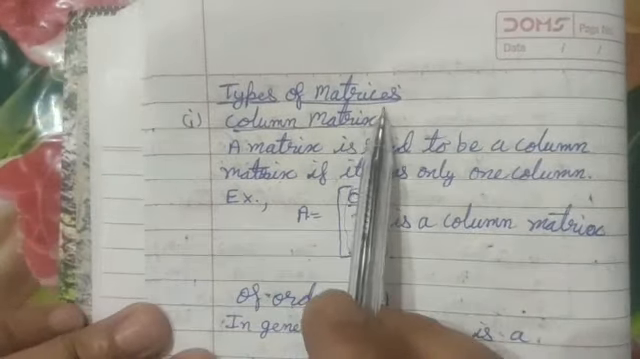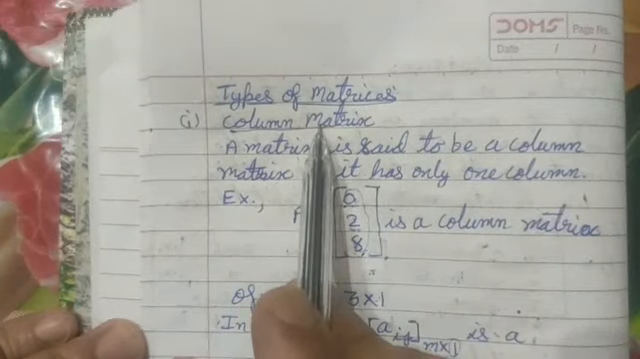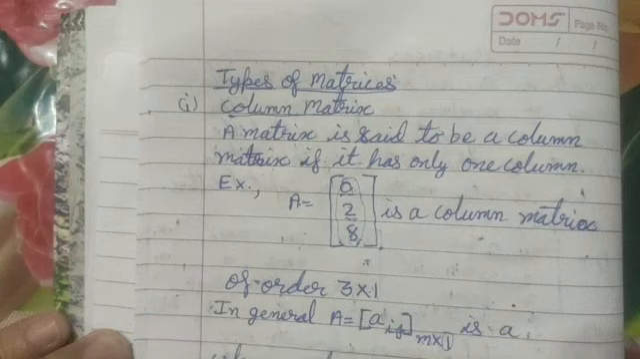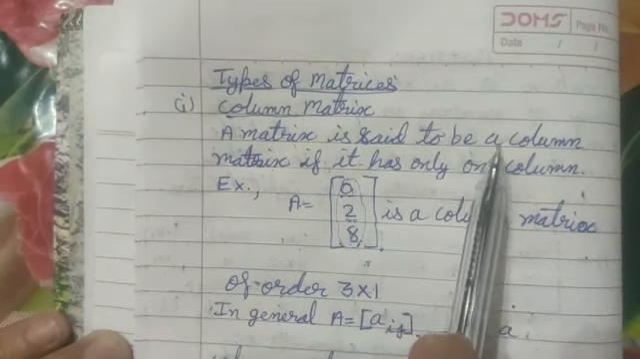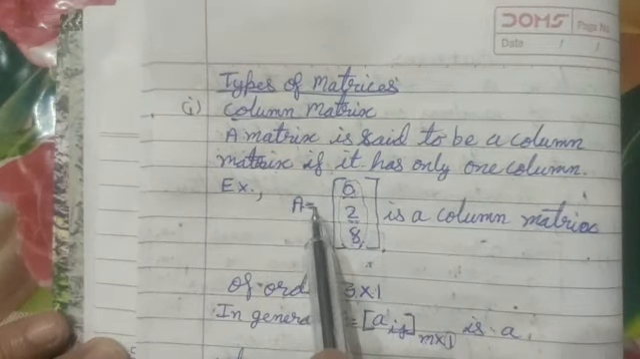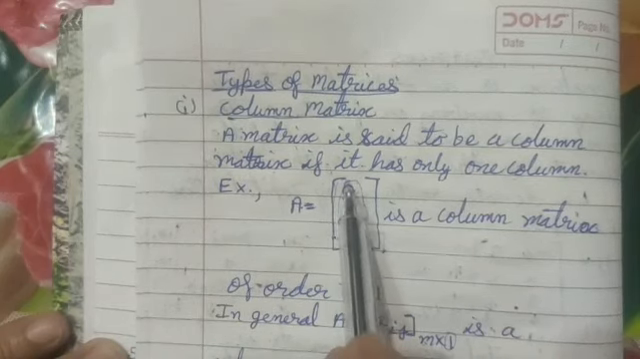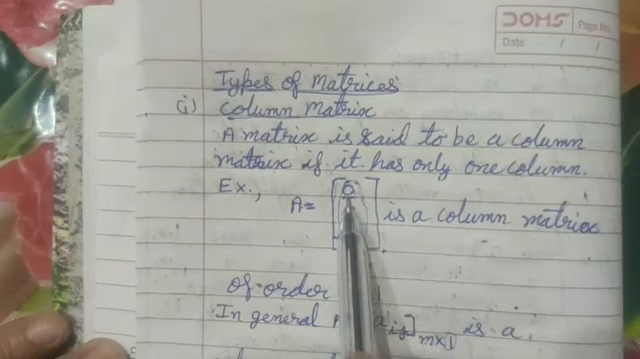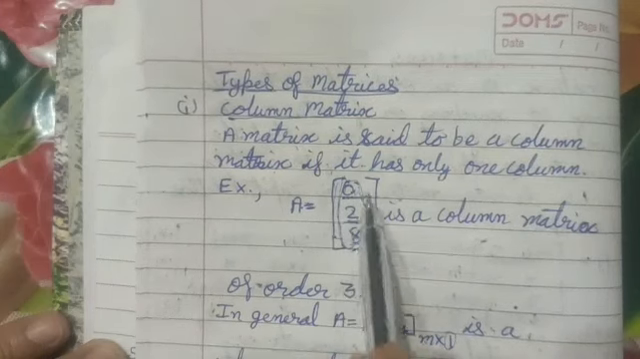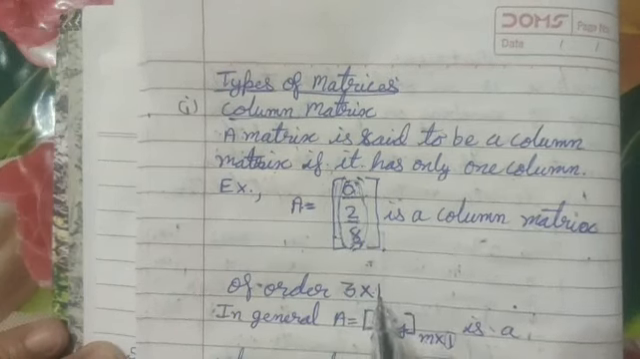Now, types of matrices. The first one is the column matrix. A matrix is said to be a column matrix if it has only one column. It may have any number of rows, but if it has only one column, then it is called a column matrix. Now, an example is here. I am taking a matrix A. It has elements 0, 2 and 8, and all are arranged in a column. So this matrix has 1, 2, 3 rows and only one column. Therefore, it is a column matrix of order 3 by 1.